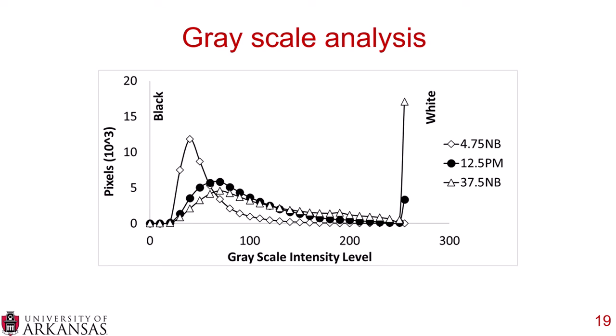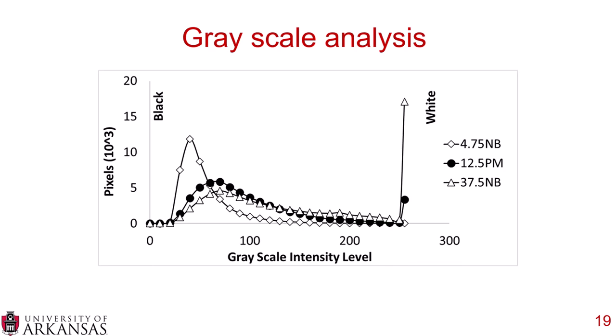And then we are able to run a grayscale analysis. Remember, 0 is black, 255 is white, and you can see here the grayscale analysis for a 4.75 neat binder, a 12.5 polymer modified, and a 37.5, also a neat binder. These are simply shown for demonstration purposes to see what grayscale intensities dominate in these samples.